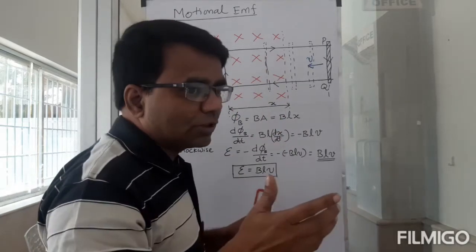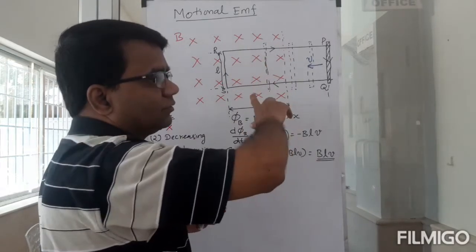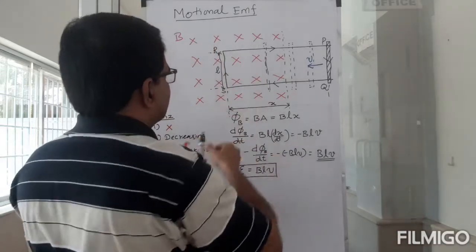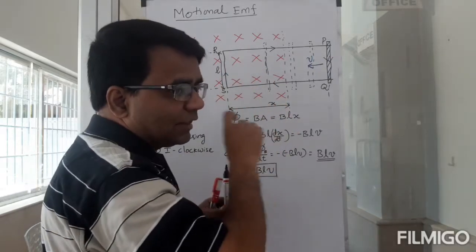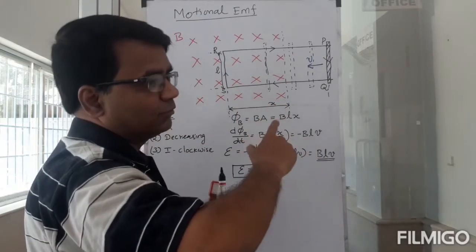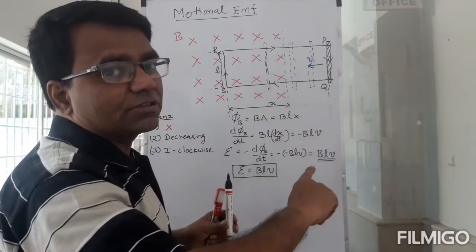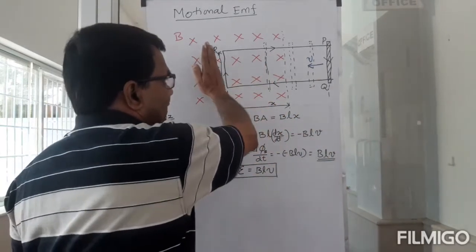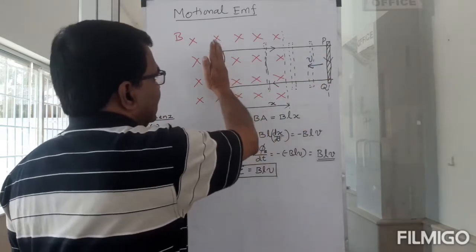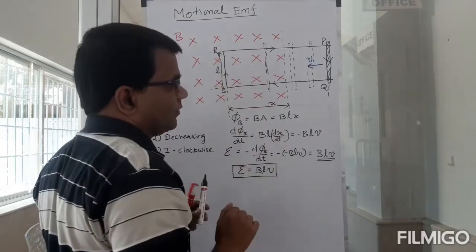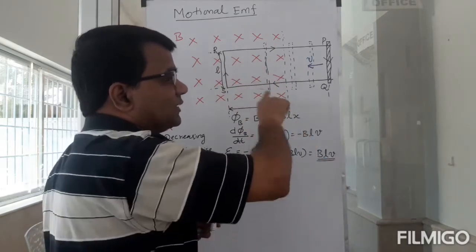So in that case, what should happen? Clearly EMF will be induced because there is a change in flux in the circuit as you take it away. So it will induce an EMF, and that EMF will tend to produce a current that will oppose this change. What is the change? As you go from here towards that side, the flux is increasing. So the current that flows in the circuit must oppose that increment.